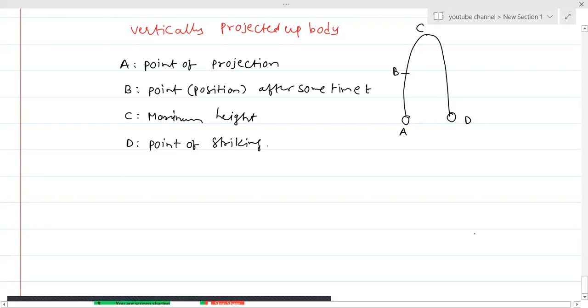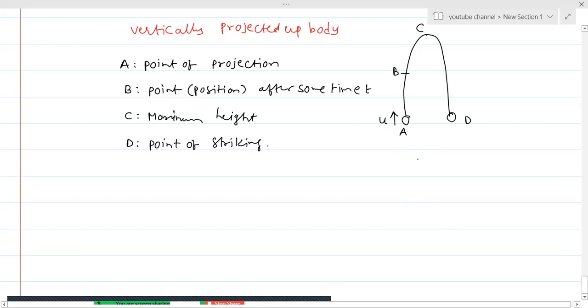D will be the point of striking. So generally, suppose you are projecting with initial speed u. Initial speed. So let us discuss, what happens after some time? What will be the story?